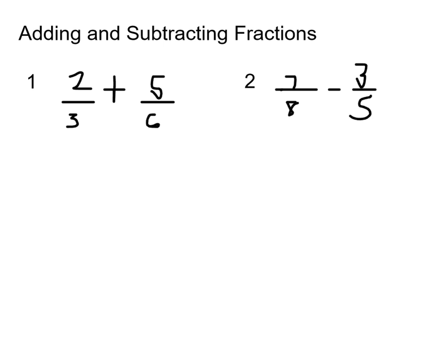So what that means is that our first denominator needs to change to 6. Then our second one, our denominator is already 6, so we can keep it as is. Now remember, whatever you do to the bottom, you do to the top. So I needed to multiply by 2 to get 6. So I need to also multiply by 2 on the numerator, and I will get 4.